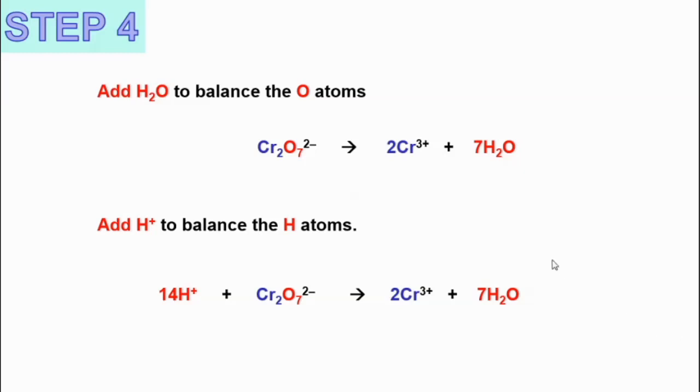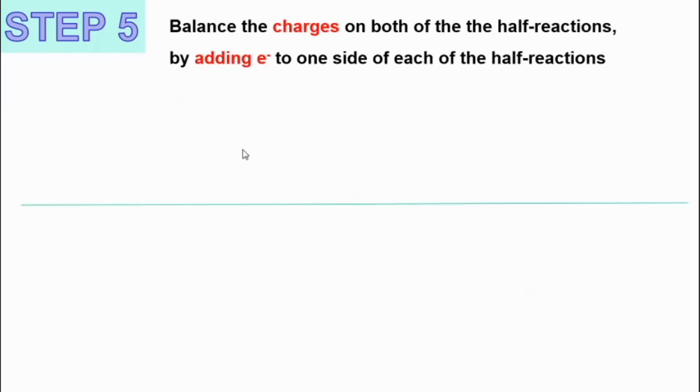Now let's move on to step 5. In step 5, we are going to balance the charges. This time we are going to balance the charges on both of the half reactions. How are we actually going to do this? We are going to add electrons to only one side of each of the half reactions.